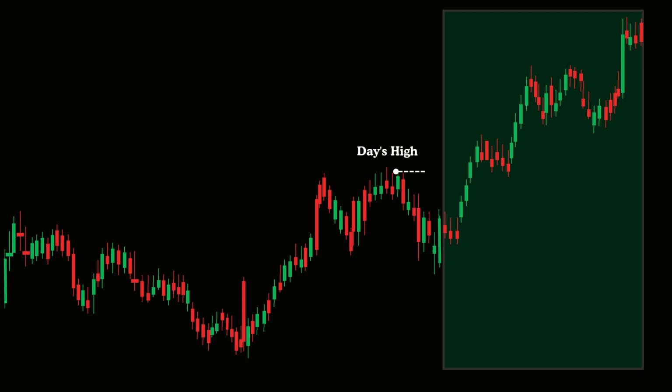On the Euro-Dollar 5-minute chart, we can identify the low and high of the day formed during the Asian and London sessions. Even though the price didn't breach these significant liquidity zones, we need to shift our focus toward the activity occurring within our defined trading hours.